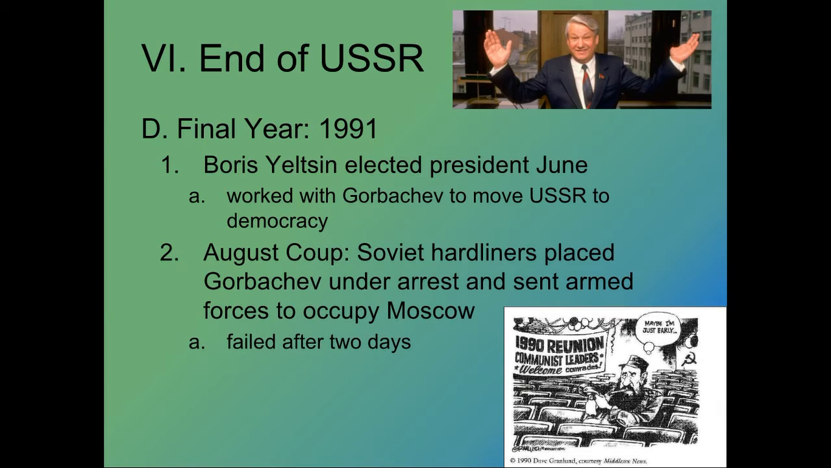It fails in 2 days. Nobody supports them. All these Soviet hardliners are like, yeah, everyone's going to be on our side. It's going to be awesome. Except that does not happen. Because the people are like, no, we like what Gorbachev and Yeltsin are doing. We don't want what you're doing. So it totally fails. And this failure, it's the end. People realize the writing's on the wall. All of Eastern Europe is now independent. We have Estonia, Latvia, and Lithuania declaring independence. Moldova, Georgia, Armenia, Azerbaijan are all clamoring for independence. And it's just done. The Soviet Union is not going to be able to exist for much longer.